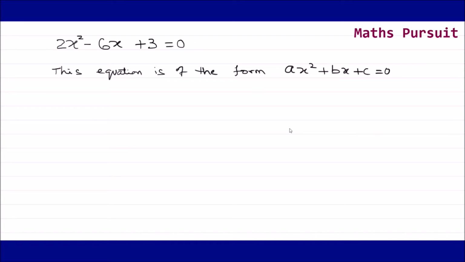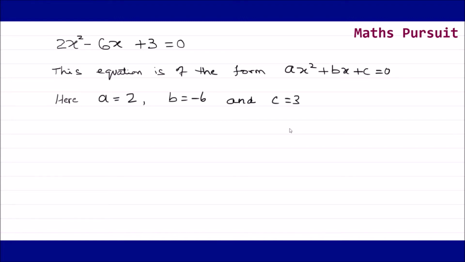Any quadratic equation should always be of the form ax² + bx + c = 0. So from this I could write here a = 2, b = -6, and c = 3. Hope guys you got it.